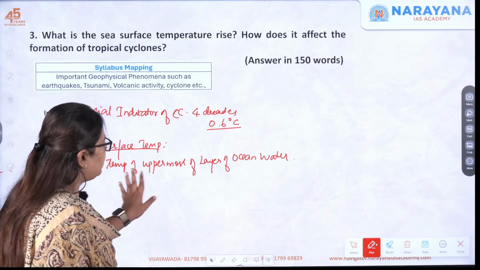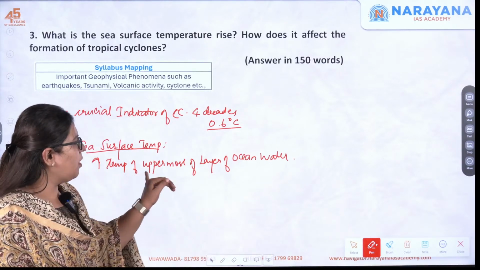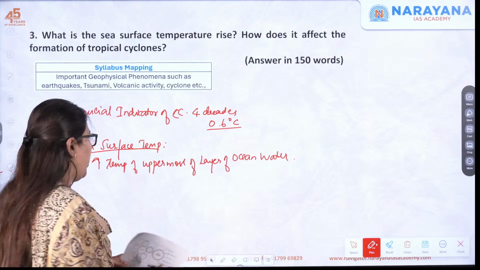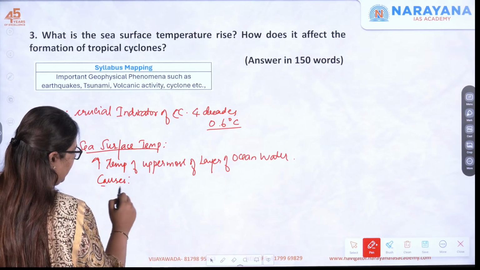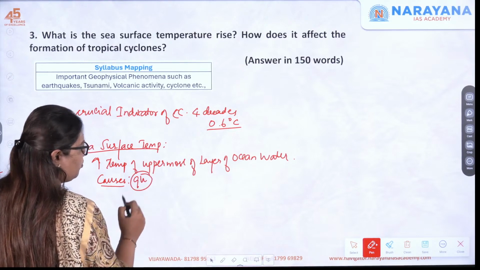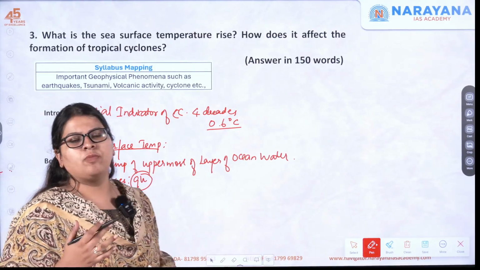What are the causes of increase in the temperature of the uppermost layer? One is that causes of sea surface temperature include global warming. What is global warming? It is because of anthropogenic activities.